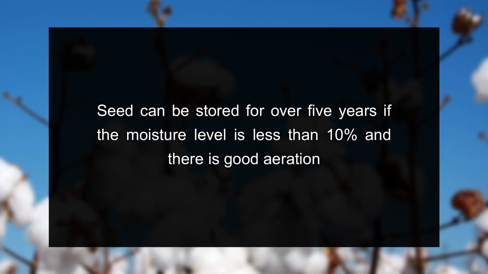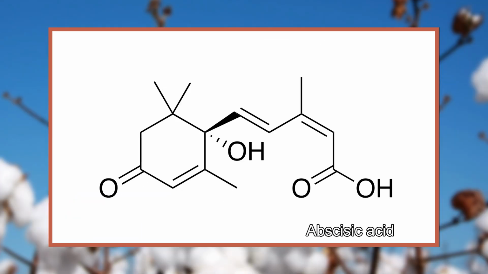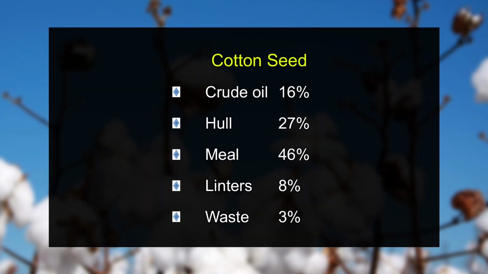Seed can be stored for over 5 years if the moisture level is less than 10% and there is good aeration. The period of safe storage decreases with the increase in seed moisture content. Seed developed during humid conditions is more prone to deterioration. Seed harvested soon after ball opening has a dormancy period called the after-ripening period. Cotton seed is usually dormant for 3 to 4 weeks. Abscisic acid inhibits germination and the rapidity of germination. The seed has about crude oil 16%, hull 27%, meal 46%, linters 8% and waste 3%.